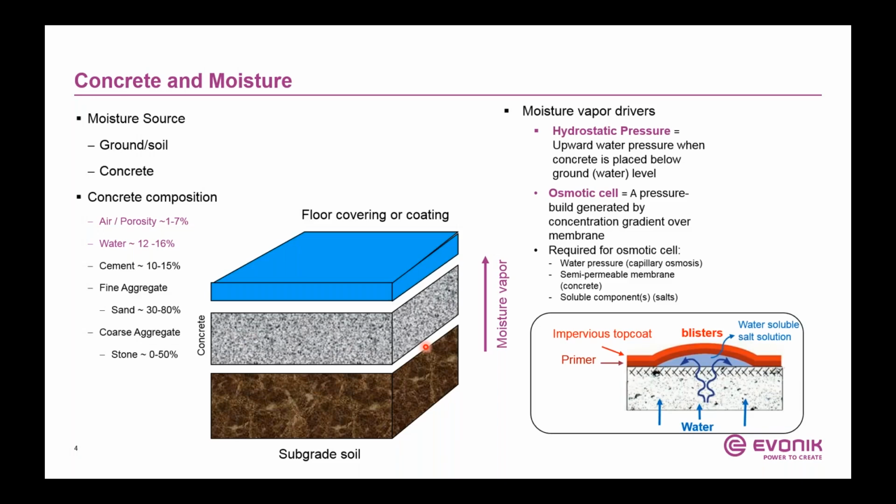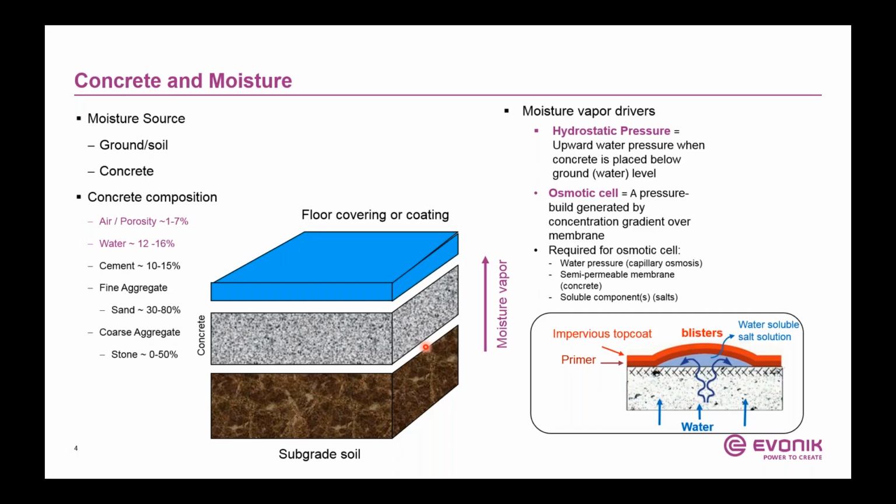So this is the upward pressure when concrete is placed below ground. This is a natural force that pretty much gets the moisture up to the surface. Another one, which is a more serious issue, is the osmotic pressure. And osmotic pressure can produce forces that are several orders of magnitude higher than the hydrostatic forces.